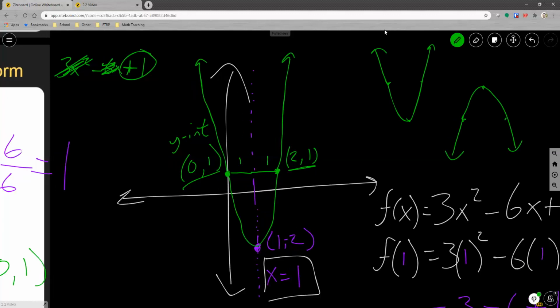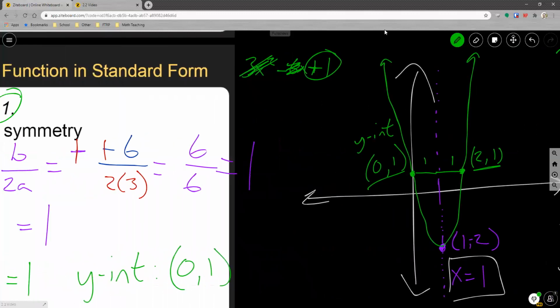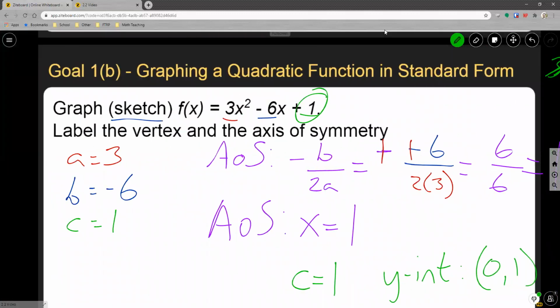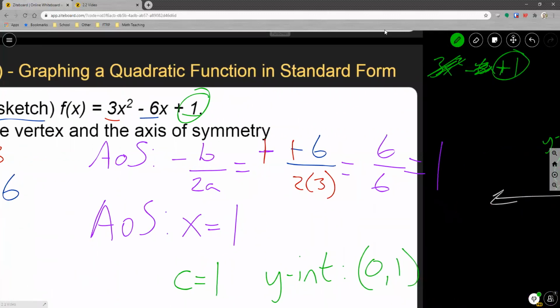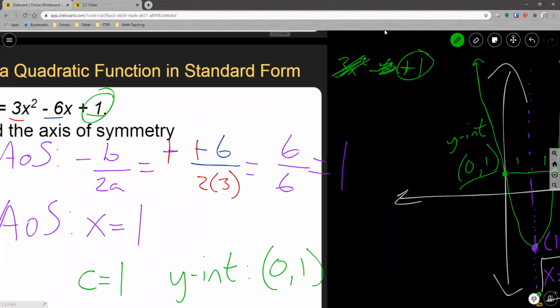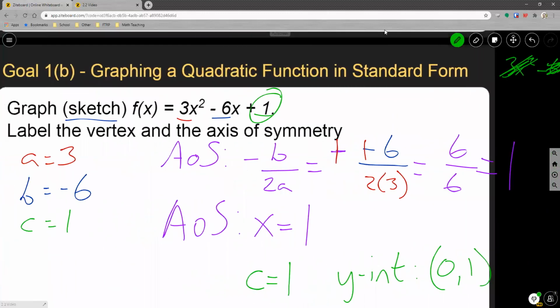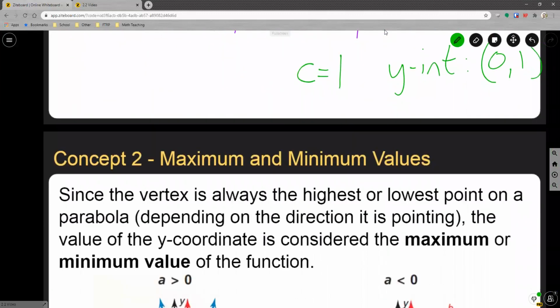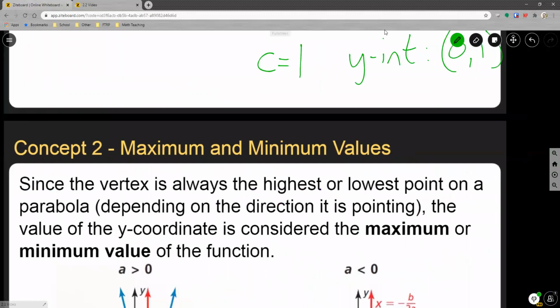So now I've got the sketch, I've got the axis of symmetry and the vertex labeled. I'm done. I've got everything I need. All right, let's continue. Actually, we are done with goal 1. Let's knock out goal part 2.